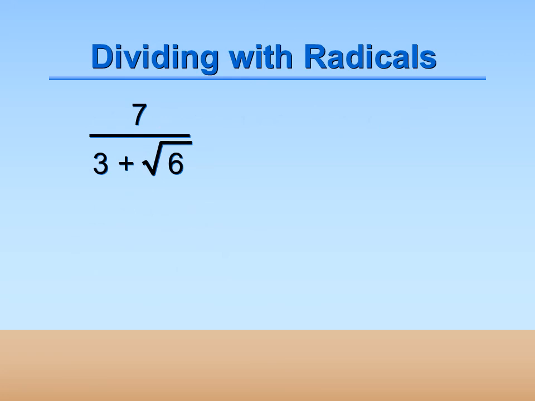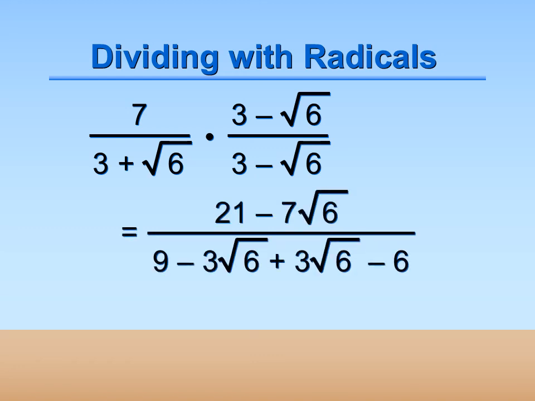Okay, so 7 over 3 plus the square root of 6, you're going to multiply by the conjugate to get rid of your radical. And when you do that, in the numerator, you're going to distribute that 7. So 7 times 3 is 21. 7 times minus square root of 6 is minus 7 square root of 6.